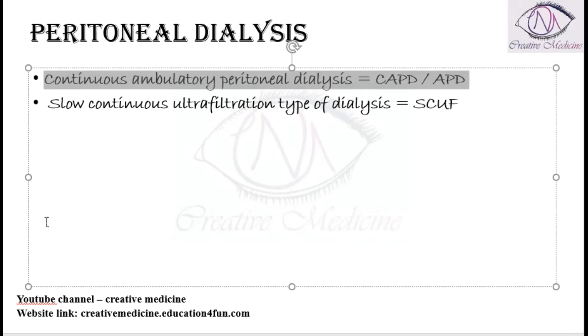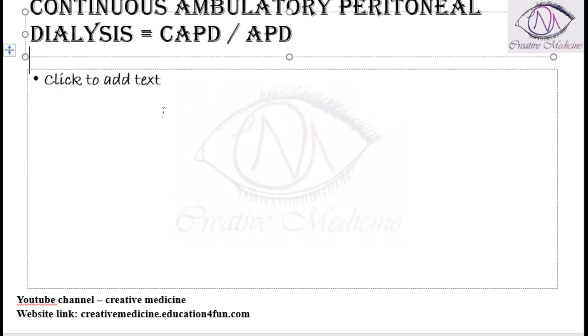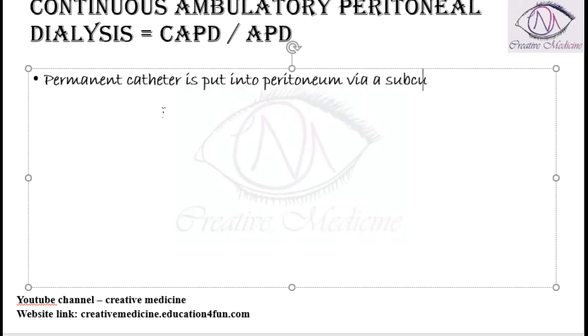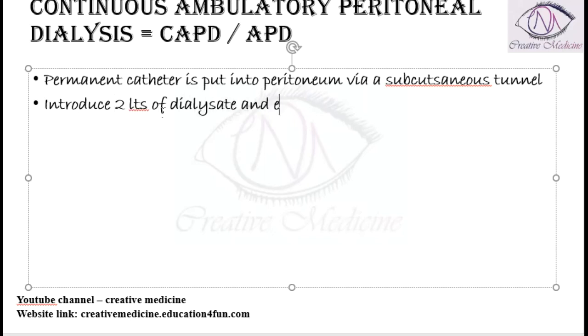First, continuous ambulatory peritoneal dialysis. Here a permanent catheter is put into the peritoneum via a subcutaneous tunnel. After putting in the catheter, you will introduce almost 2 liters of the dialysate, and this is exchanged up to 5 times a day.